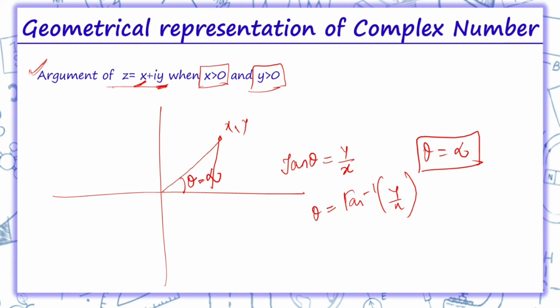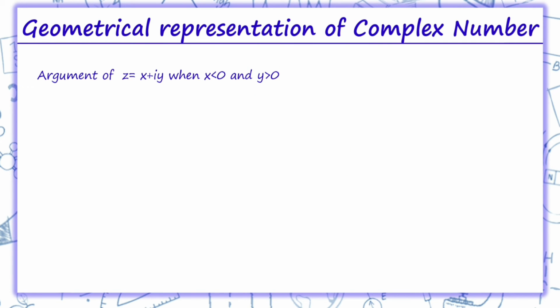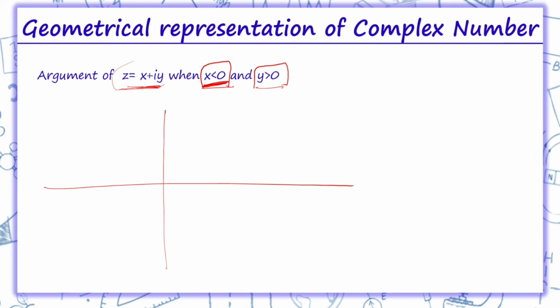Argument for z is equal to x plus iy. Coming on to the next case, where x is smaller than 0, we have z equal to x plus iy, but x is smaller than 0 and y is greater than 0. That means x is lying on the negative x axis and y is lying on the positive, so this point is over here.